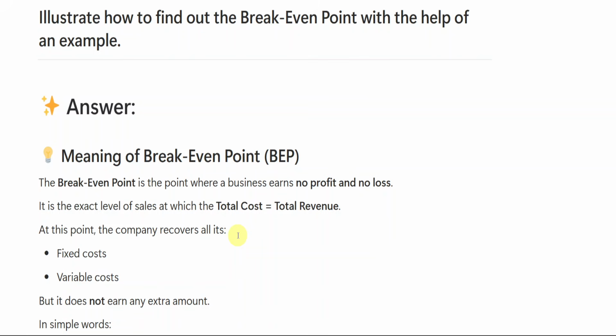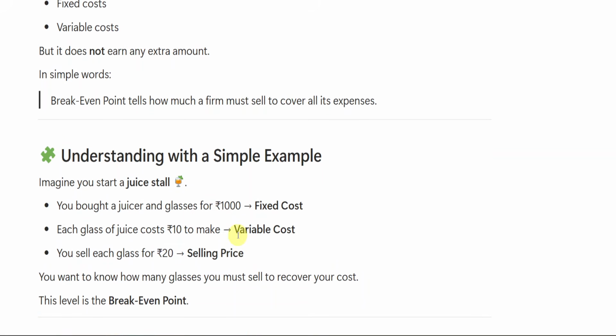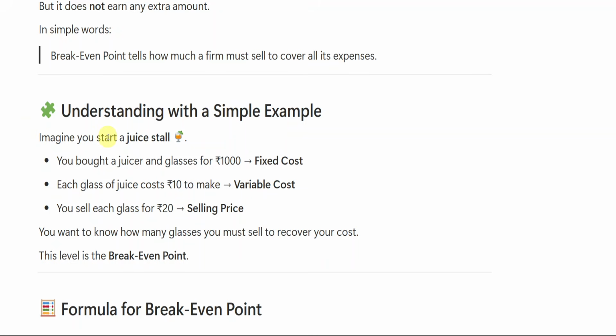At that time we take the help of break even point. Let us try to understand with a small example. Imagine you start a juice stall. You bought a juicer and glasses for 1,000. This is the fixed cost, they cannot be changed. Each glass of juice costs 10 to make, so variable cost it is. You sell each glass for 20.